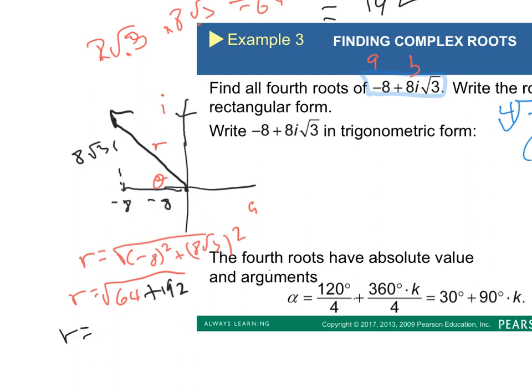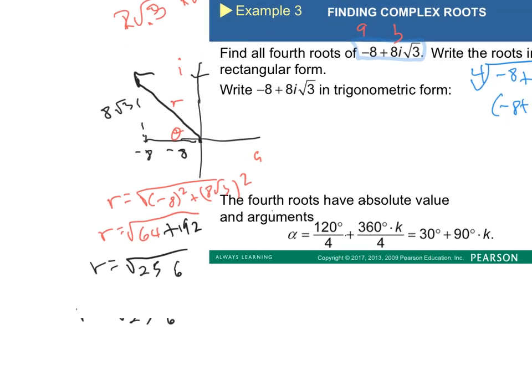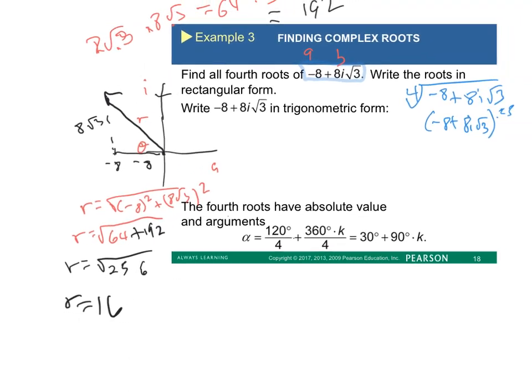r equals the square root of, what do those add up to? 256. What's the square root of 256? That is, r is 16. r is 16. 16 times 16 is 256. Feel free to use your calculator.